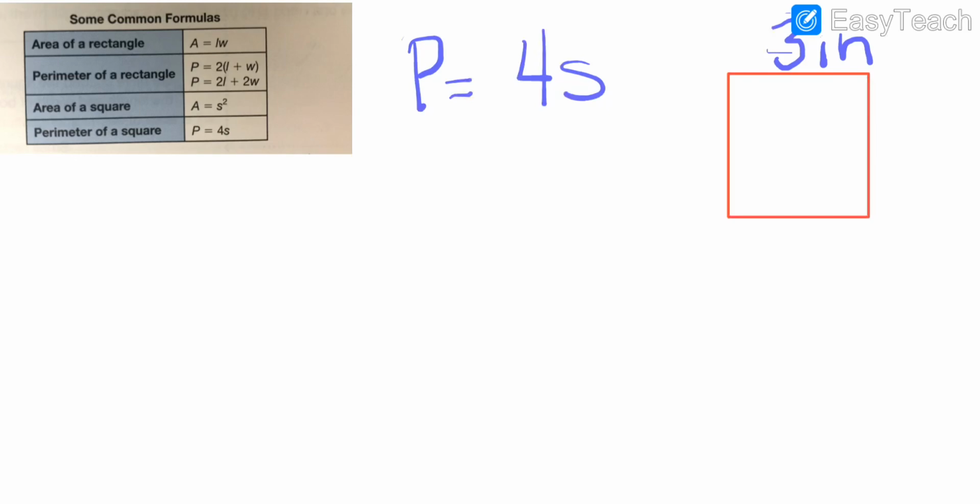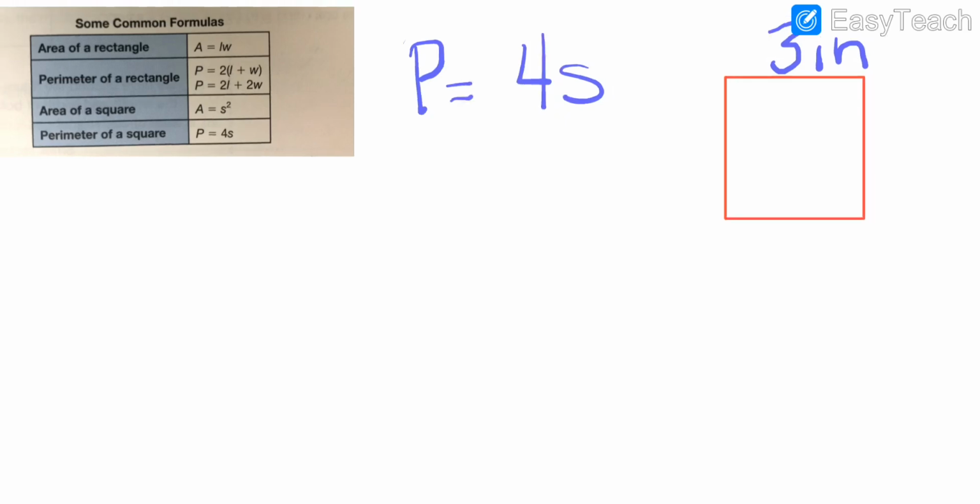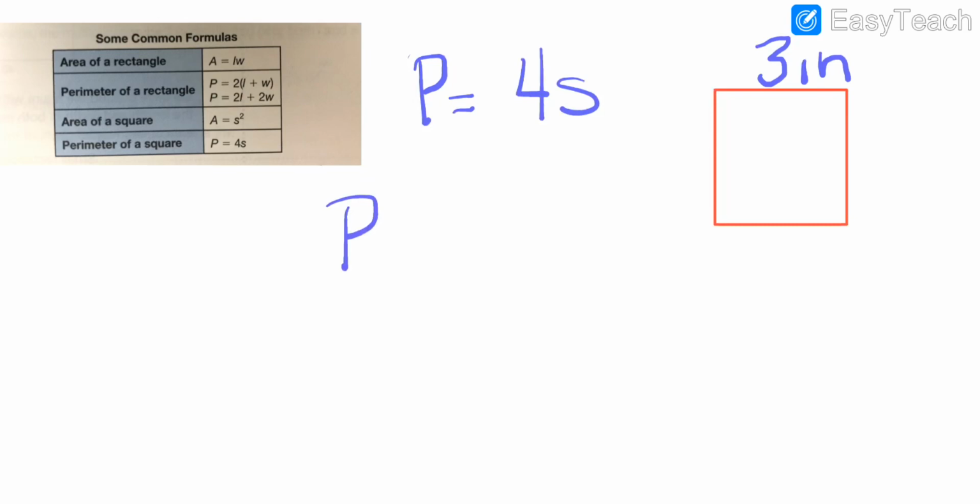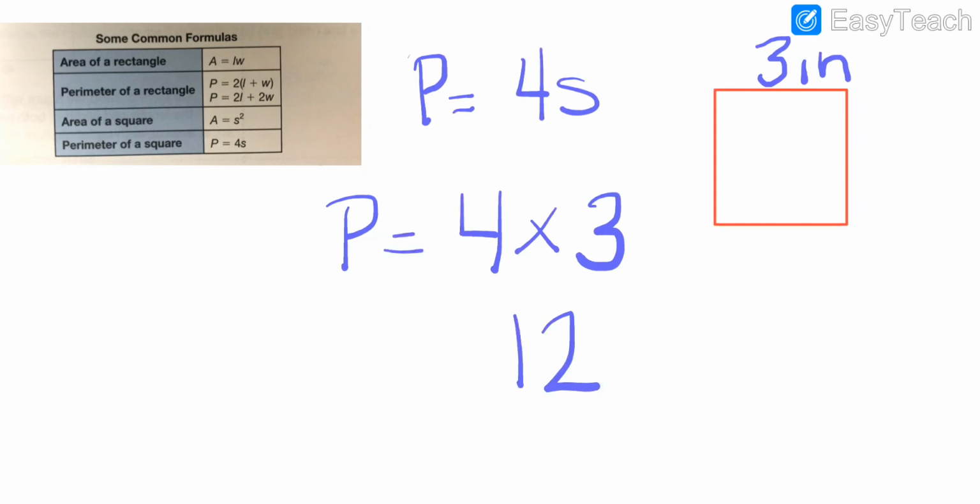Now let's find the perimeter of this square. The formula for perimeter of a square is perimeter equals 4 times the side. So I'm going to plug in my measurement for S, which just means it's going to be 4 times 3 is 12. So my perimeter of this square would be 12 inches.